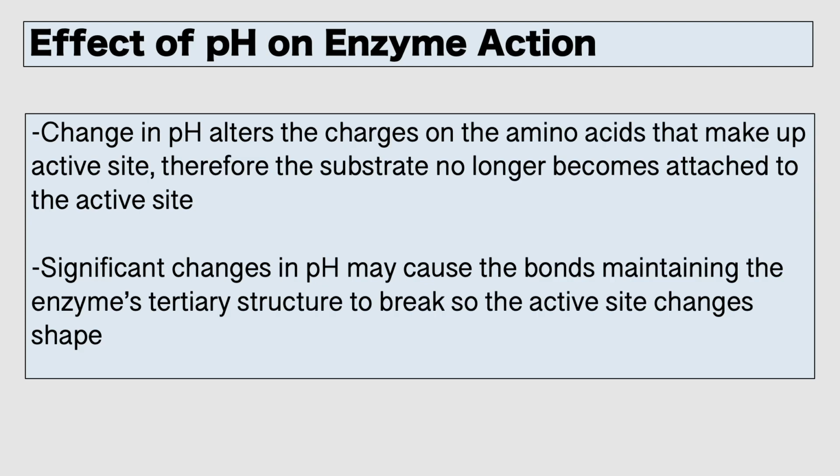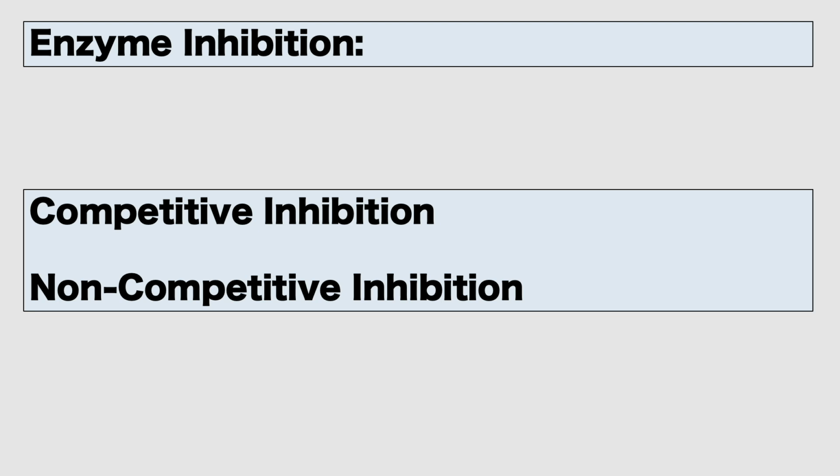This is the effect of pH on enzyme action. So pH affects how enzymes work because, firstly, the change in pH alters the charges on the amino acids that make up the active site. Therefore, the substrate no longer becomes attached to the active site. And significant changes in pH may cause the bonds maintaining the enzyme's tertiary structure to break, so the active site changes shape. Okay, so there's two types of enzyme inhibition, competitive inhibition and non-competitive inhibition.